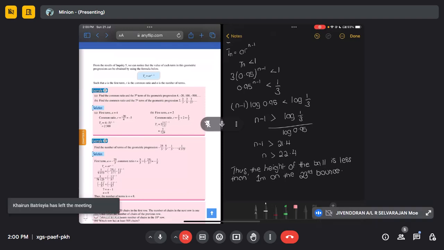So make sure when you're doing this kind of question, to check if the log is negative or positive when dividing. So that's all I wanted to say. So everyone understand?